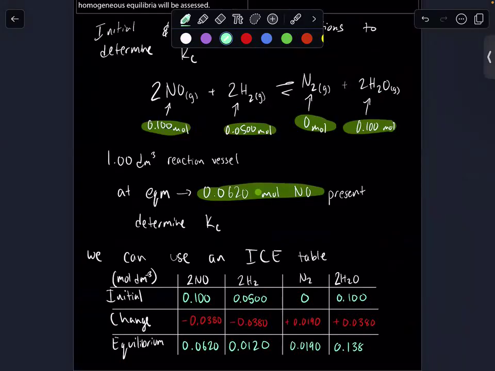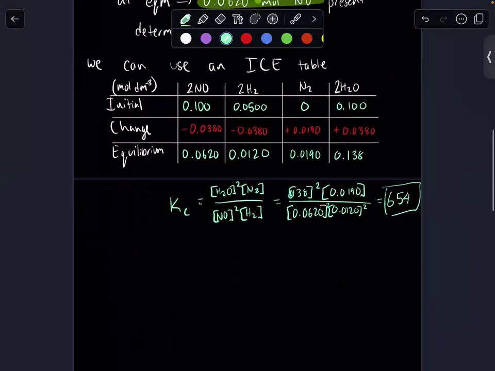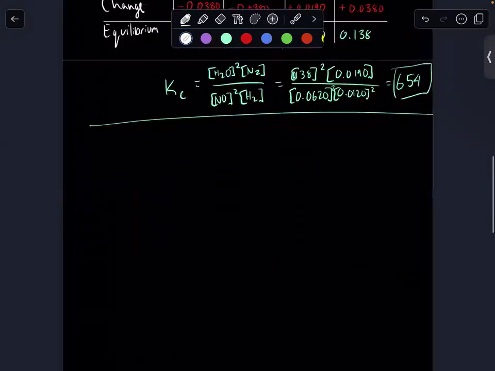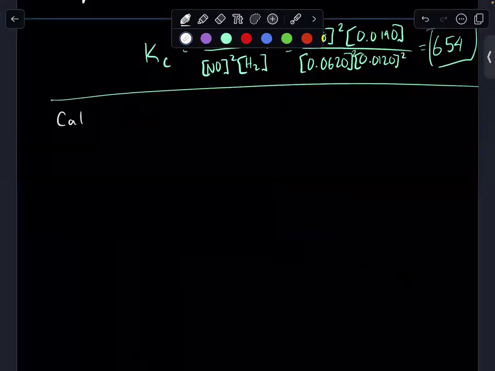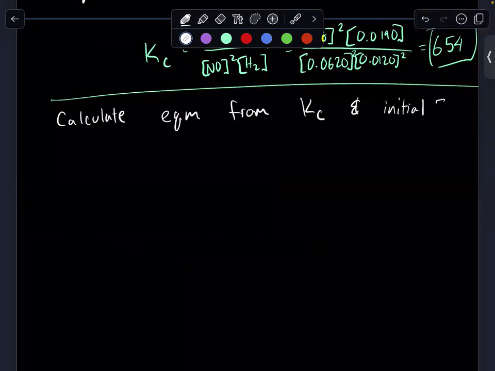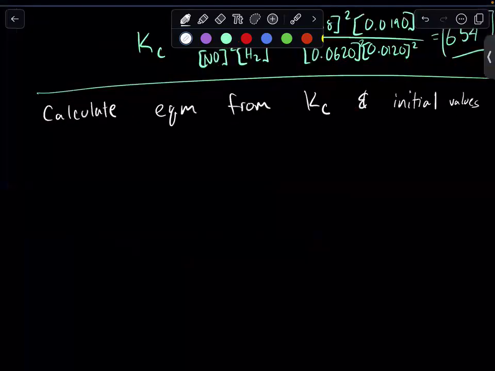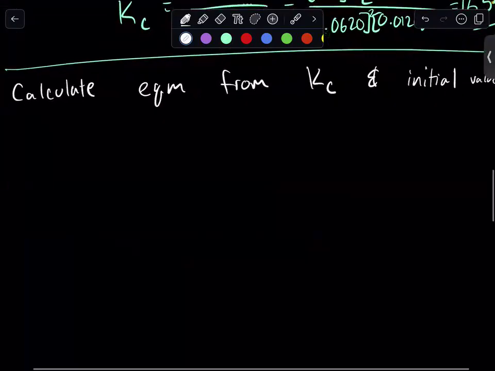So this is an ice table, how we use it, and this is how we can determine Kc. This is one of the simpler examples. We're going to now move on to a slightly more challenging concept. In this one, we will calculate equilibrium values from Kc and initial values. Initial values or concentrations of reactants.